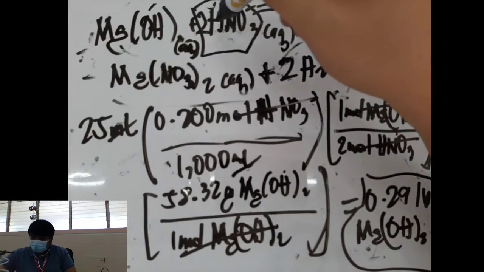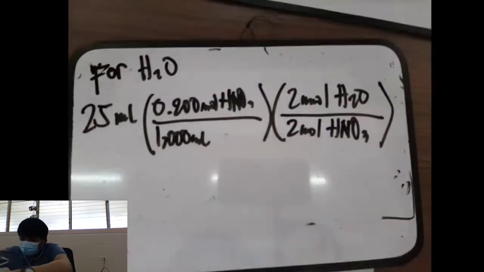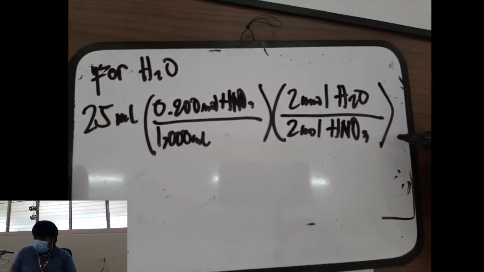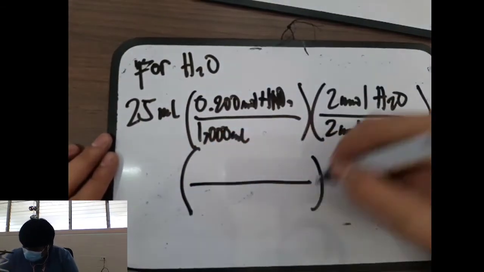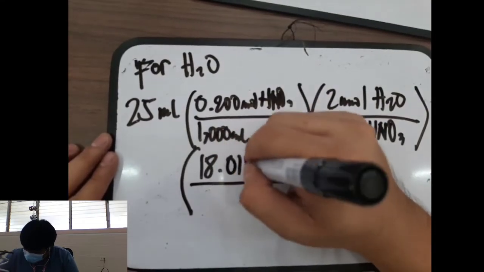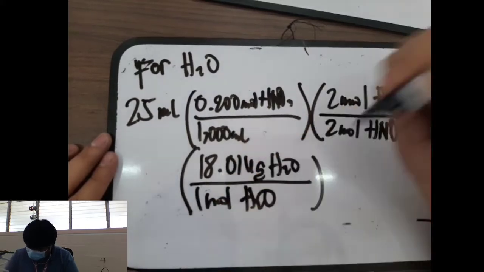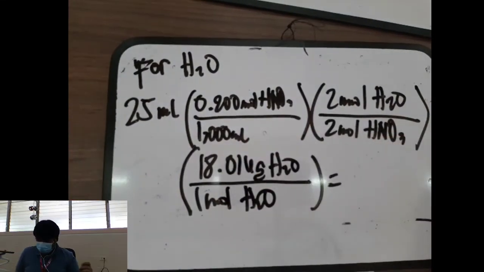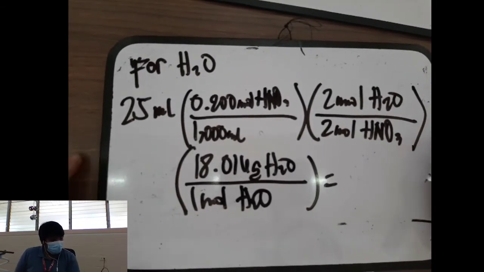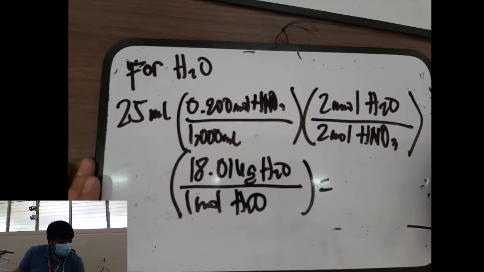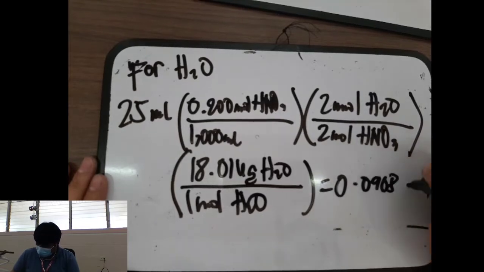Wherein the coefficient of nitric acid is 2 and the coefficient of water is also 2. Therefore, 2 moles of water is equal to 2 moles of nitric acid. Then convert this to grams using the molar mass of water, 18.016 grams of water per 1 mole of water. So this is equal to, how much is that? 0.0908 grams of water.